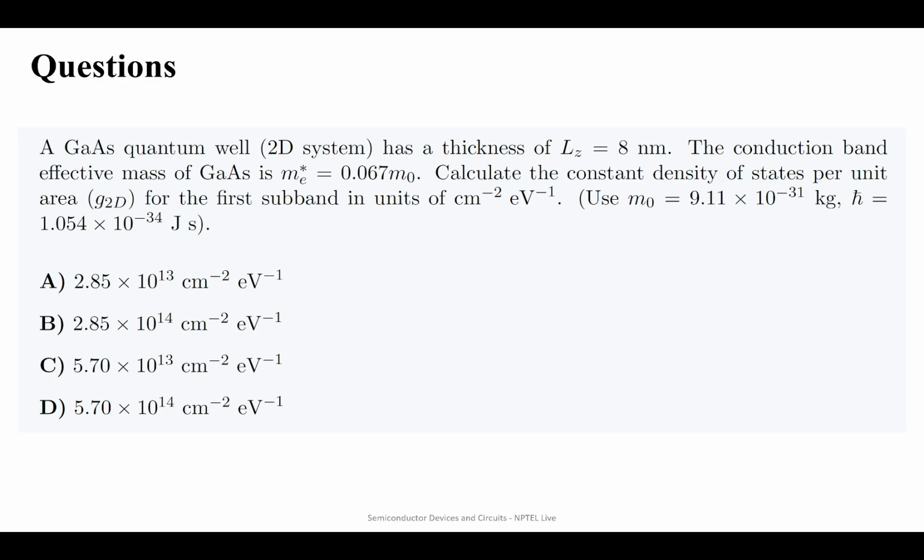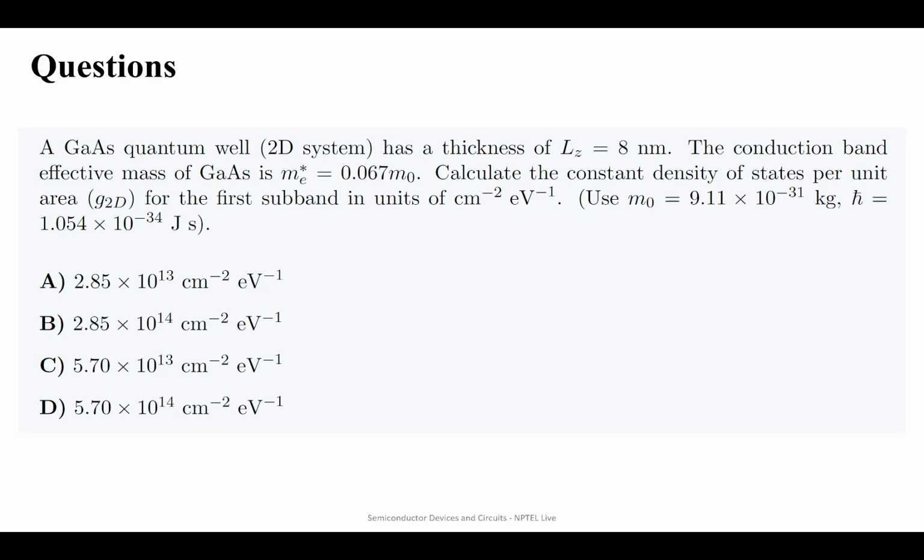A gallium arsenide quantum well 2D system has a thickness of Lz equals 8 nanometers. The conduction band effective mass of gallium arsenide is me* equals 0.067 m0. Calculate the constant density of states per unit area, g2D, for the first subband in units of per cm squared per electron volt. Use m0 equals 9.11 times 10 to the power minus 31 kg and h-bar equals 1.054 times 10 to the power minus 34 joule seconds.